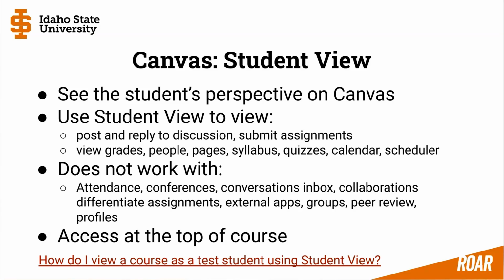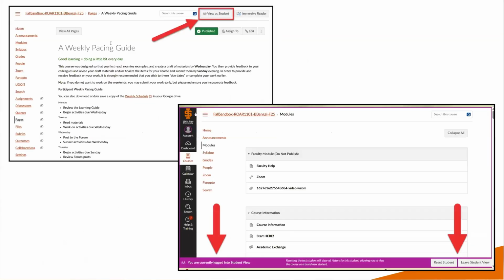You can access this at the top of your course in different places throughout. You'll see a box at the top that says view a student with the little glasses. At the bottom, it will tell you you're viewing it as a student, and you will be able to reset the student view or leave the student view. You'll have that magenta, purplish pink box around your window.